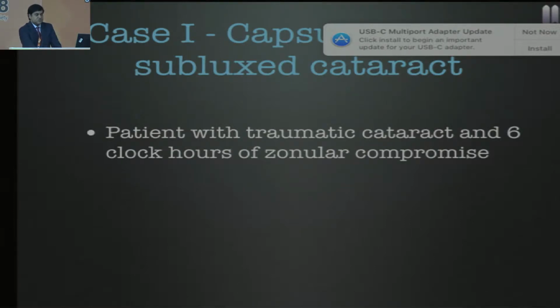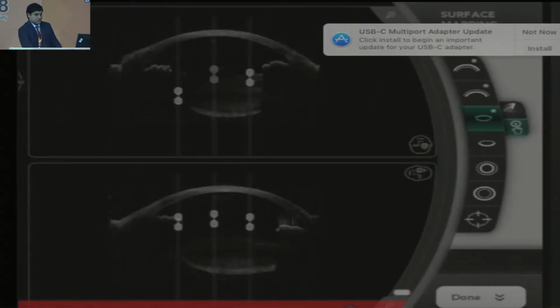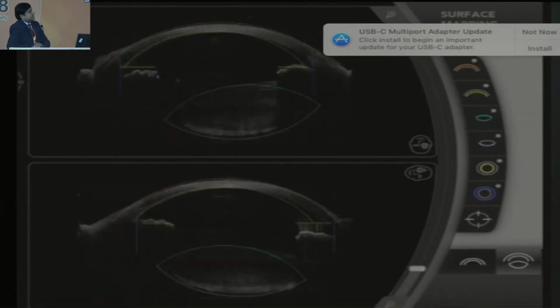This is a patient who had 6 clock hours of zonular compromise. And the primary goal, therefore, was to create a capsulotomy without zonular stress so that you could then stabilize the capsular bag with hooks. And so with the laser, in such cases, what you really want to do is ensure that the laser is correctly identifying the anterior capsular position and the posterior capsular position. And to do that, you move the calipers down so that the lens is correctly identified.